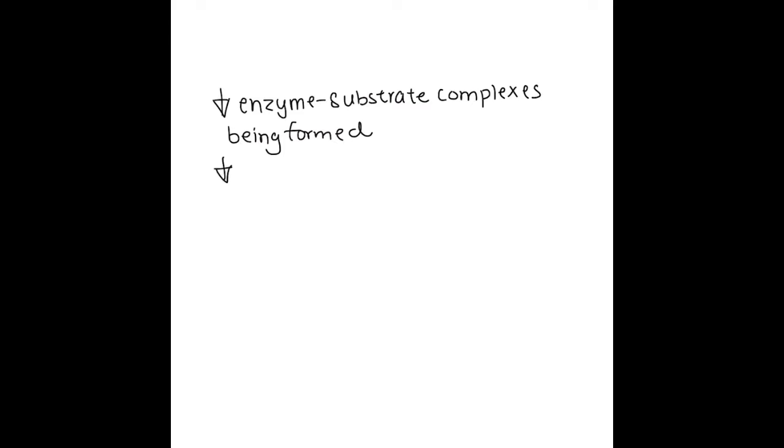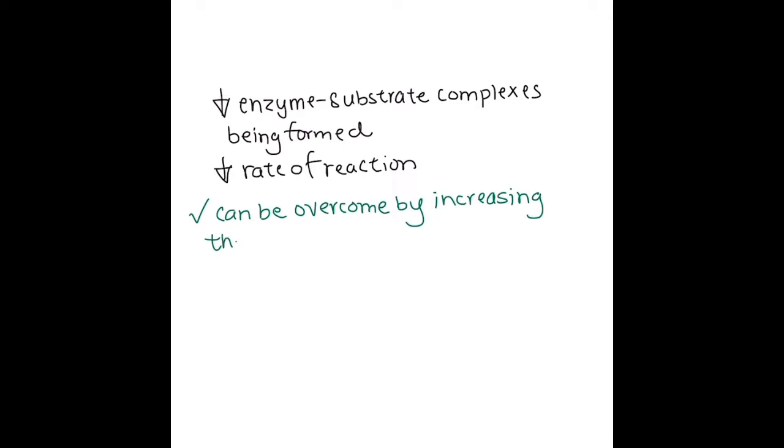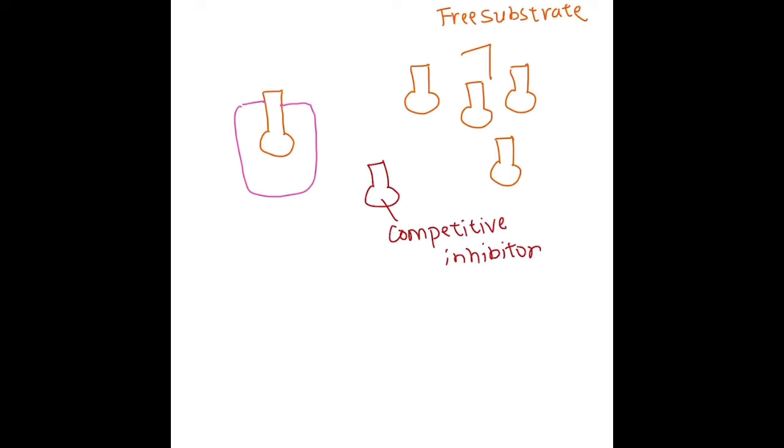As the substrate is less able to bind to the active site of the enzyme, the concentration of the enzyme-substrate complexes formed is largely reduced, and the rate of reaction is reduced as well. However, the effects of the inhibitor can be overcome by increasing the concentration of the substrate. This is because the inhibitor is not permanently bound to the active site of the enzyme. So when the inhibitor leaves, the enzyme is free to pick up another inhibitor or substrate.